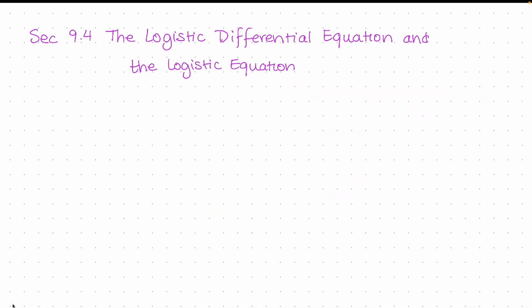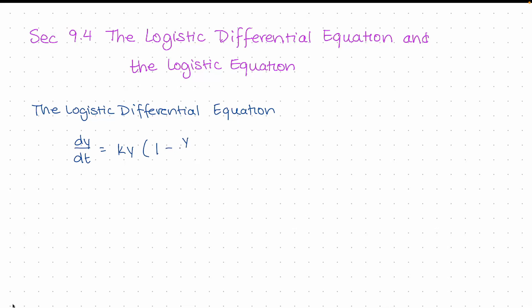All right. There is the topic for today. We're going to look at the logistic differential equation and its solution, which is just the logistic equation. So let's first look at the logistic differential equation. We're going to start with this. So the logistic differential equation looks like this: dy dt equals ky times 1 minus y over a.